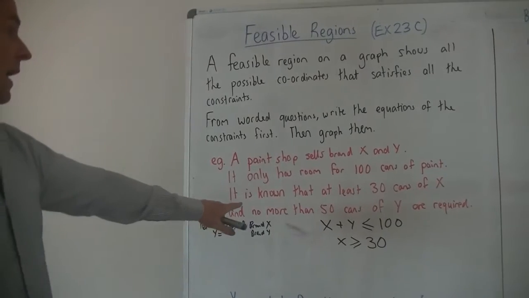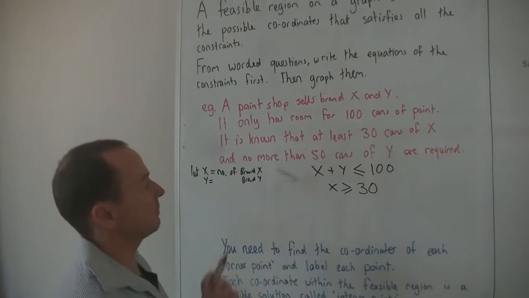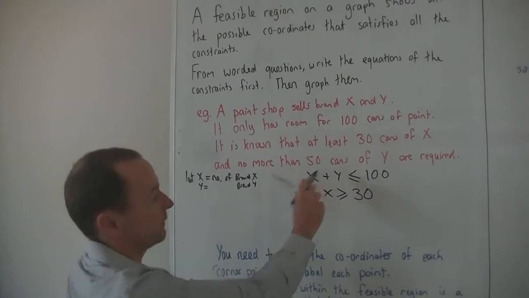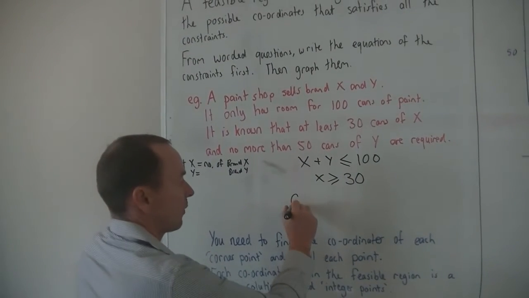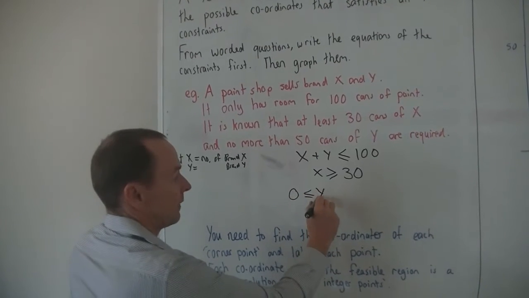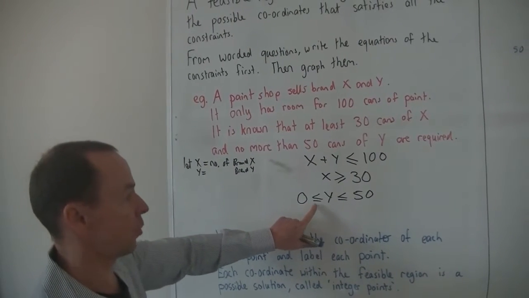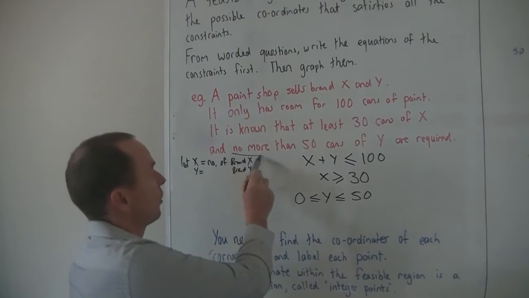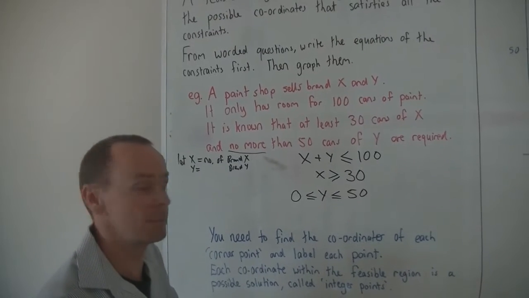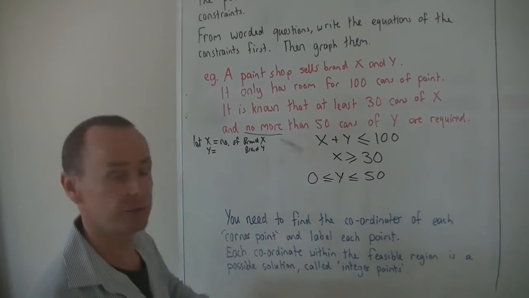Okay, and the last one it says, and no more than 50 cans of Y are required. So this is a bit of a tricky one. It means Y can be 0 and no more than 50. So the number of brand Y is in between 0 and 50. So the way we write this, we can write 0, it can be equal to 0, and there's Y, and then we can put 50 in there. See there? Y is greater than or equal to 0, and it's less than or equal to 50. Because it says no more than, that means it can be 50 as well, but can't be more than that. So when we sketch this one, there's actually 2 separate lines that we're going to have to sketch on our graph. Alright, let's do that right over here now.